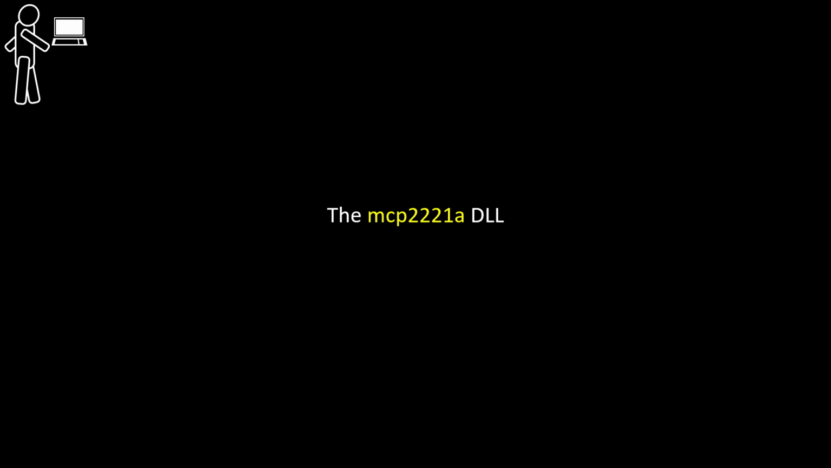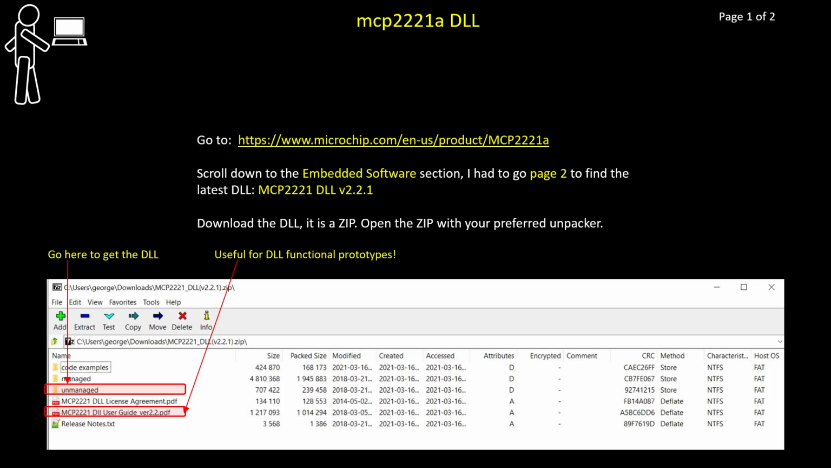The MCP2221 DLL that you're going to need is not from me, it's from Microchip. Specifically, you'll have to go to their website. Here's the link, microchip.com, and look for the MCP2221A. When I eventually found it, there was a zip file. It was labeled MCP2221 DLL v2.2.1. I downloaded it, unpacked it, and this is what I found at the top level.